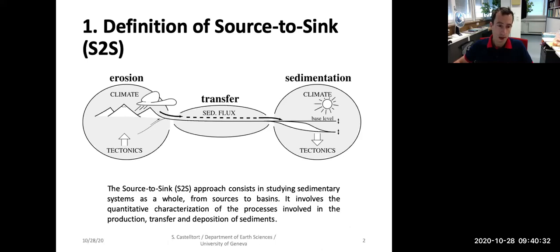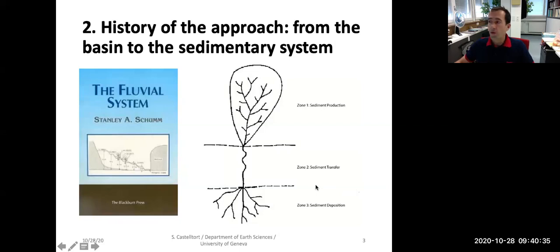Now my next slide. I want to follow the outline, and my big chapter here is to know a little bit about the history of the approach. This goes from studying the basin to studying the sedimentary system. On this section title, I put the cover of the book by Schumm, a 1977 book. So I was 1 year old, and you were not very old yet. The Fluvial System is an old book, and there is this drawing, which is probably figure one of the book.